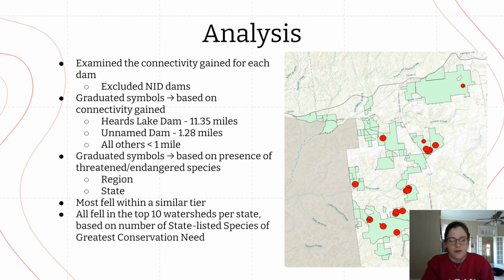So like I said, most fell within a similar tier, and all fell within the SARP's tool analysis of the top 10 watersheds per state. And so that's based on the number of state listed species of greatest conservation need. And every single one of the dams on the Nature Conservancy properties fell within that top 10 watershed per state.